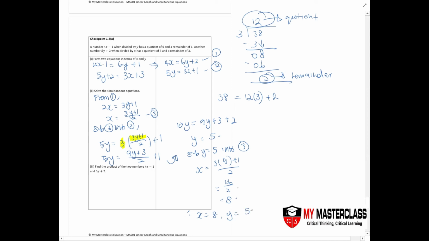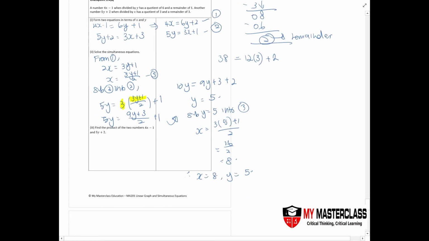Now let's take a look at part 3. They ask you to find the product of these two numbers. I suppose this is quite simple once you have found the value of x as well as the value of y. So for part 3, you have 4 times x, which is 8, minus 1, times, product means times, you have 5 multiplied by 5 plus 2. Once you're done, sub it into your calculator. You should get 31 times 27, which will eventually give you 837.